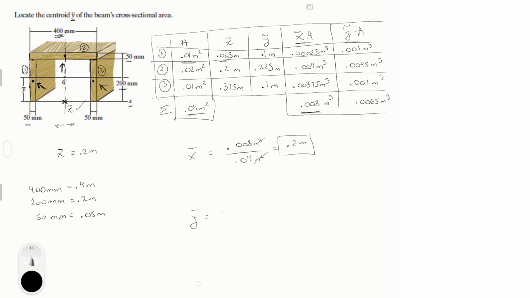And then the y, 0.0065 over 0.04, meters cubed over meters squared, is 0.1625 meters. So final answer, it shows you that this is somewhere around, okay, hold on, this is 100, yeah, so it's going to be somewhere around here, but they drew it over here. So final answer and final answer.